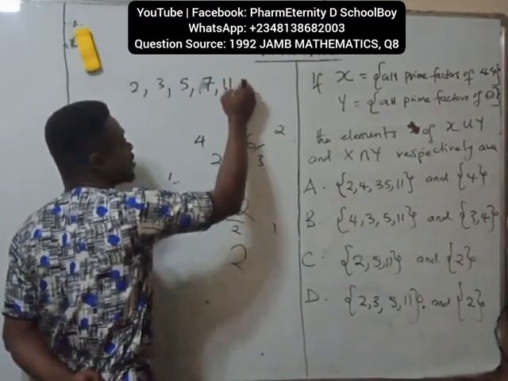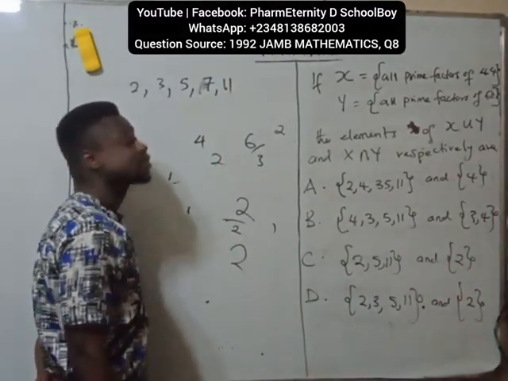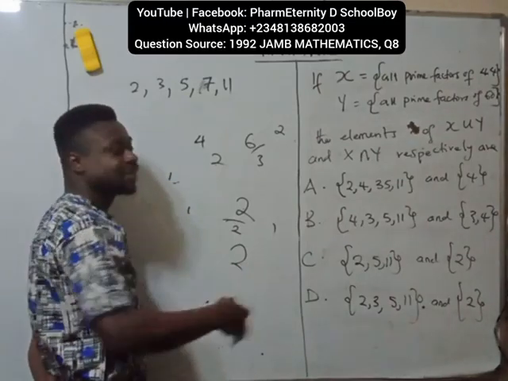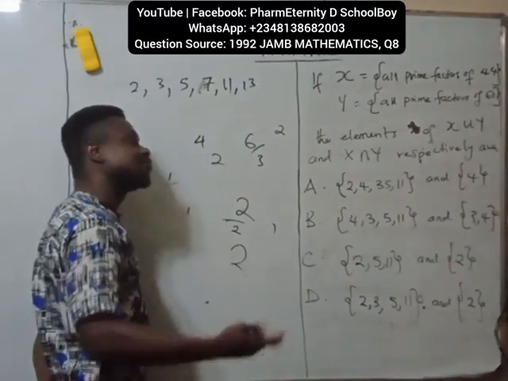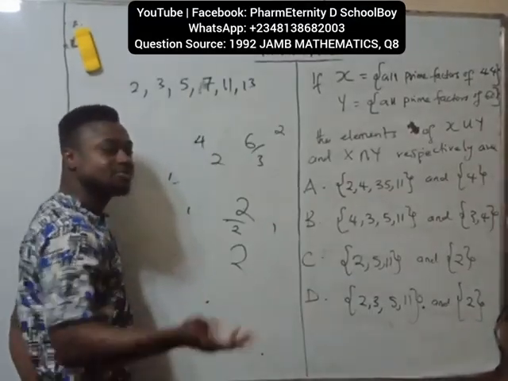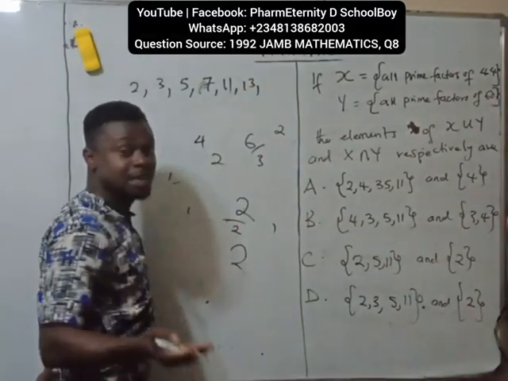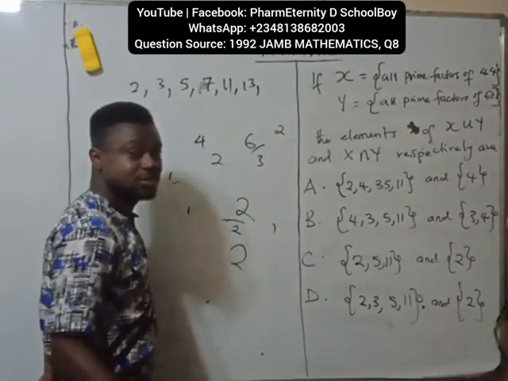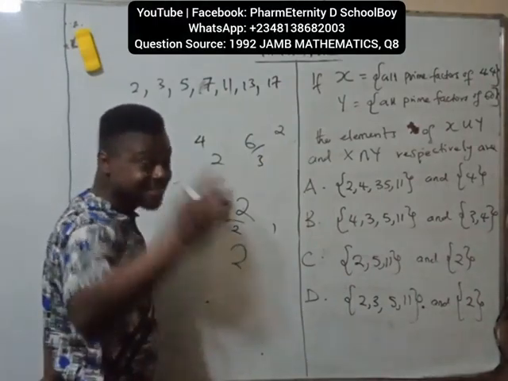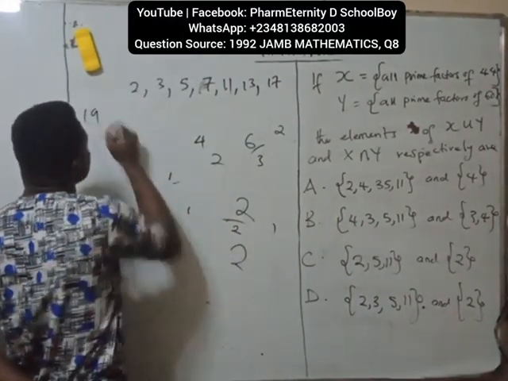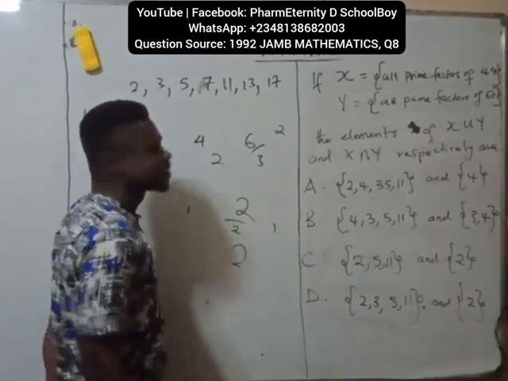11 is a prime number. No other number can divide 11 without remainder except 11 and 1. 12 is not a prime number. 13 is another prime number. 14 is not, because 14 can be divided by 2 and 7. 15 is not, because 15 can be divided by 5. 16 is not. 17 is a prime number. 18 is not. 19 is a prime number. 20 is not a prime number because 20 can be divided by other numbers.